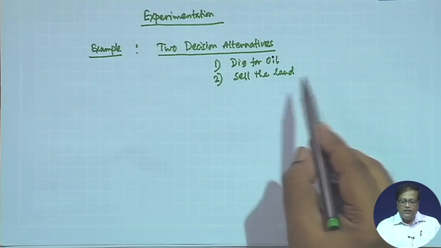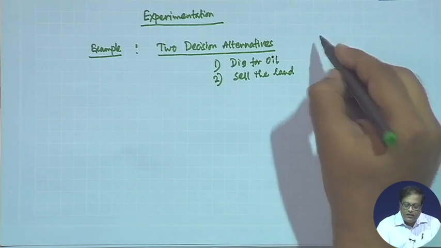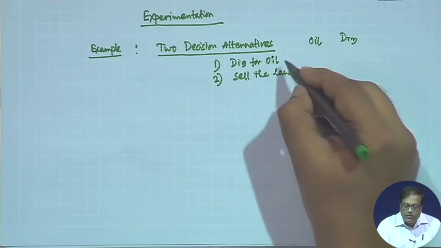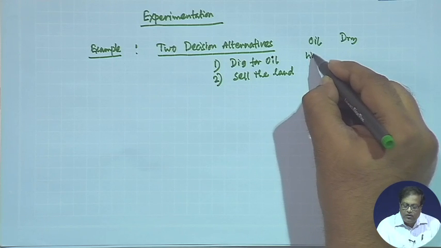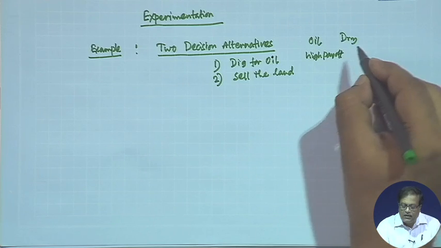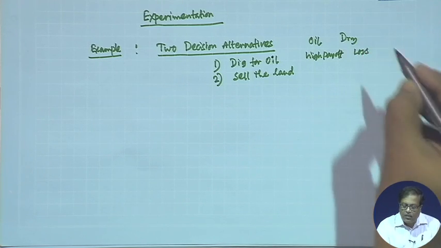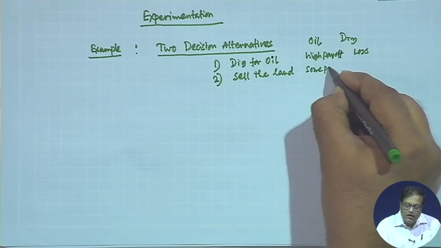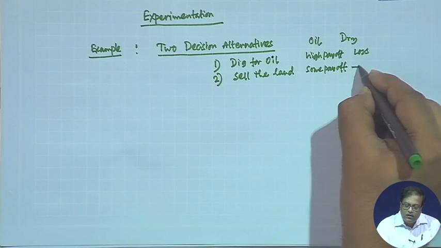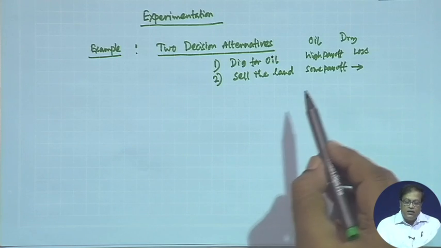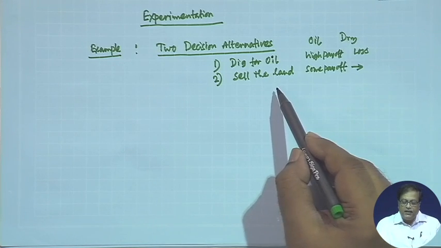If we dig for oil, then again two things can happen: either oil is available or it is dry. Suppose oil is available, then you get a high payoff, and if it is dry, then a loss. But if you sell the land, then some payoff you will get under both situations, right? Not much, but some payoff will be obtained. The question therefore comes: should we dig for oil or should we sell the land?